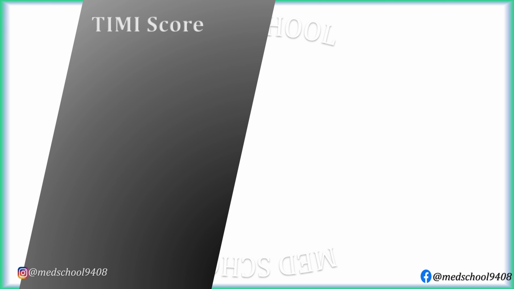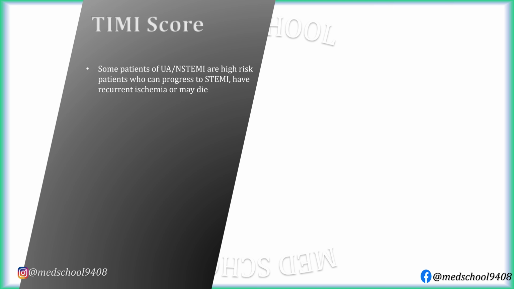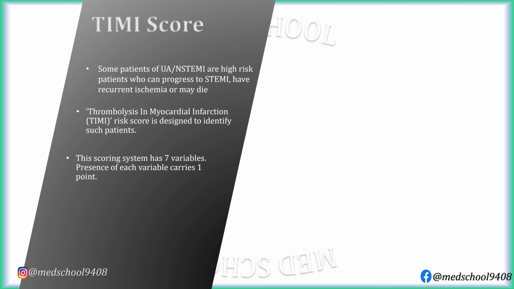Now let's understand what is TIMI score. Some patients of unstable angina or NSTEMI are high-risk patients who can progress to STEMI, have recurrent ischemia or may die. Thrombolysis in myocardial infarction or TIMI risk score is designed to identify such patients. This scoring system has 7 variables. Presence of each variable carries 1 point. If TIMI score is 3 or more, patient is categorized as high risk.